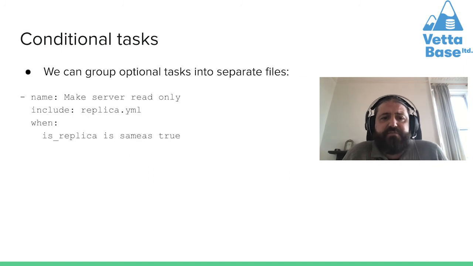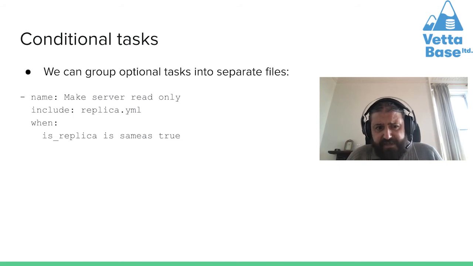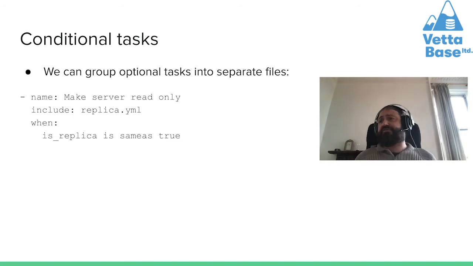But here is another example. The problem is sometimes we have many tasks that should be run if isReplica equals 1, right? So instead of repeating these conditions so many times and having a single playbook which is very, very long, we may prefer to use a separate playbook called replica.yml, and it contains tasks for the replicas, but it will only be included, so it will only be executed if isReplica is true.